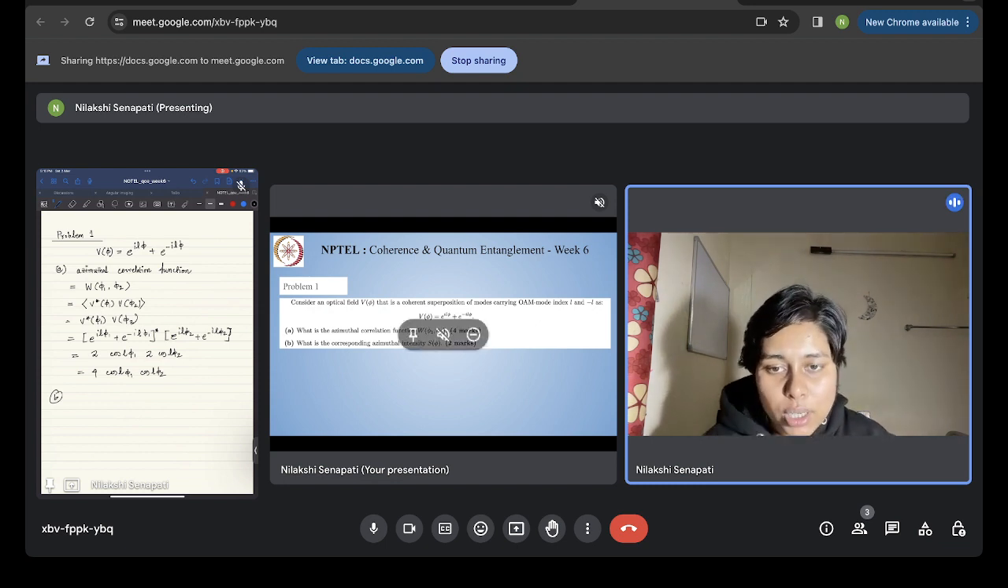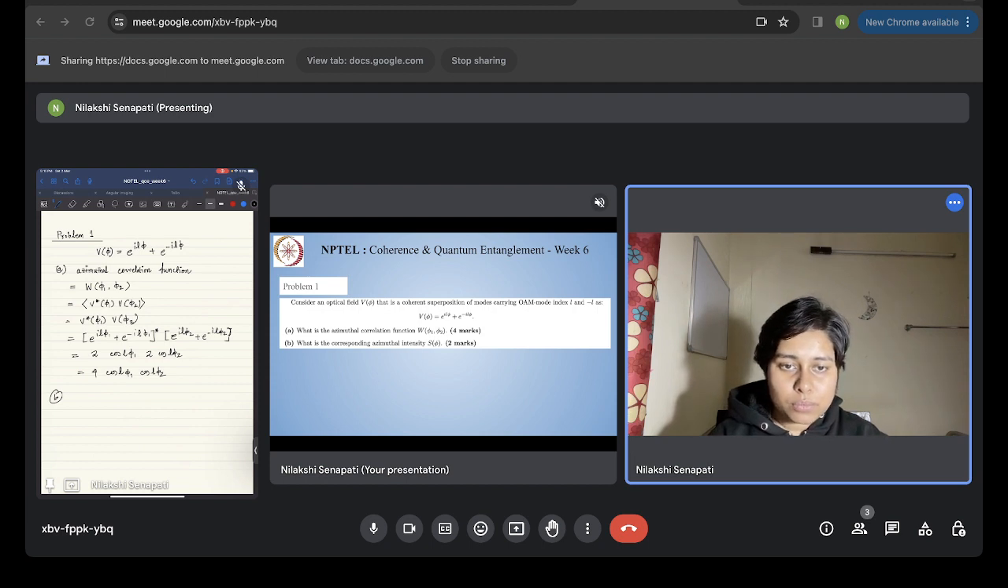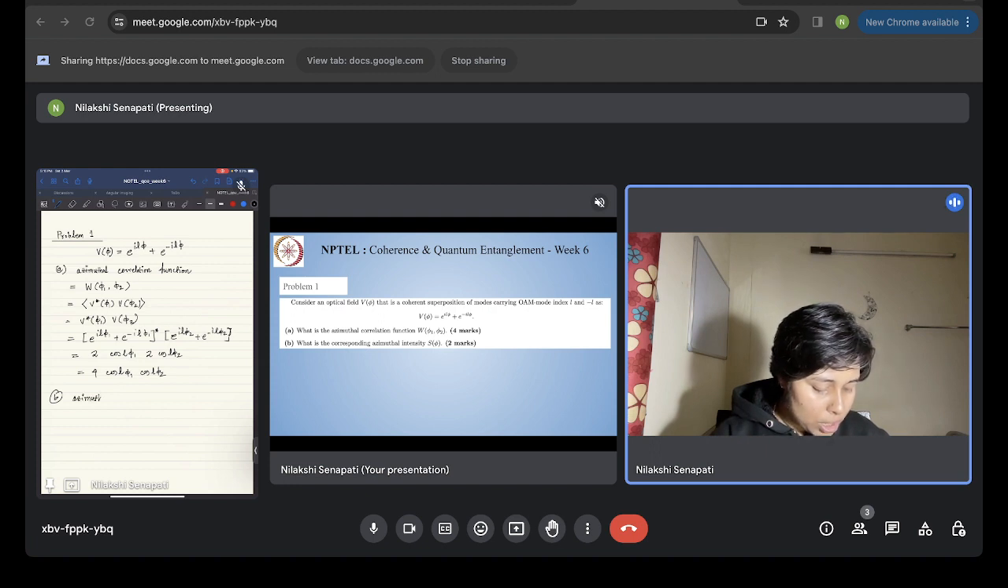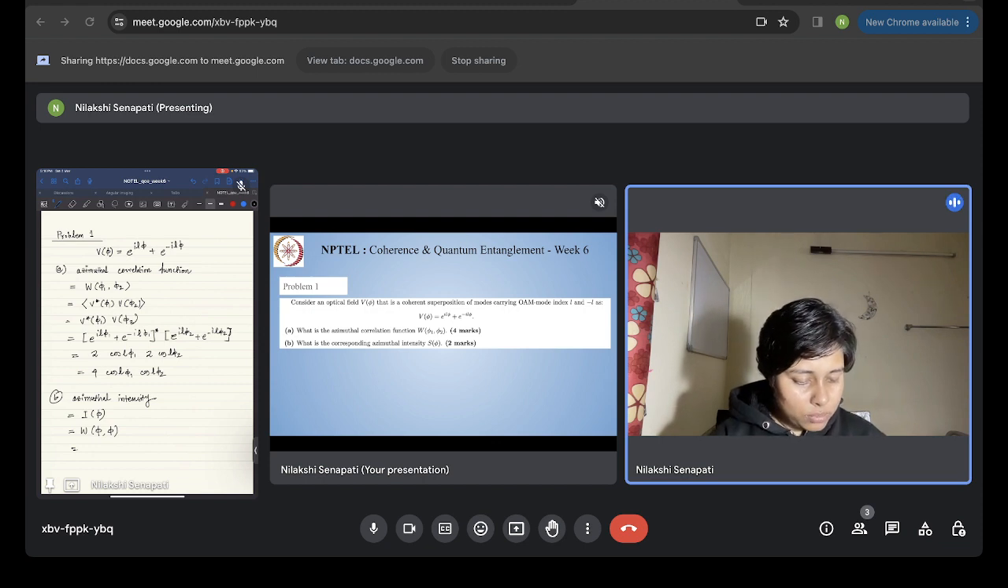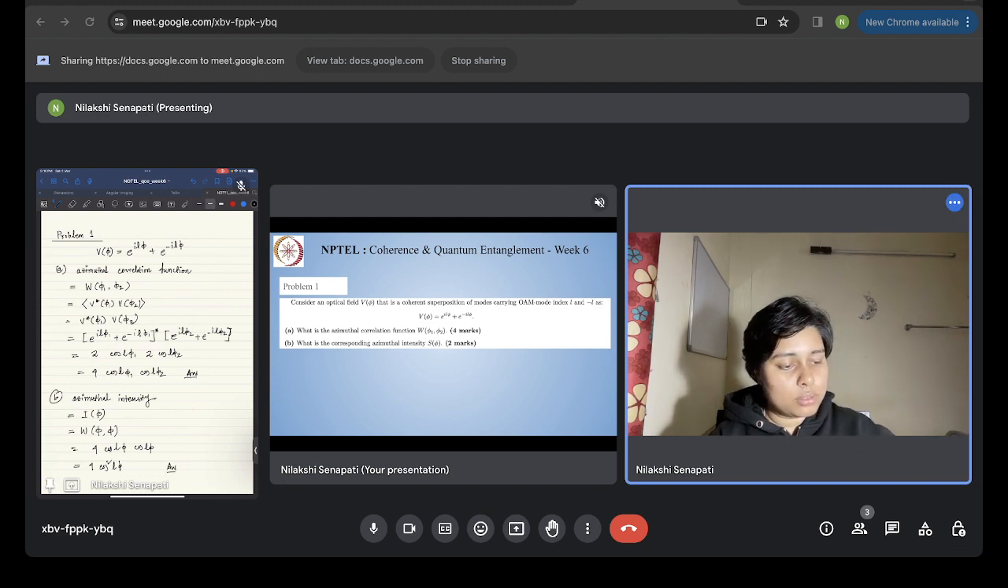Now in part B, they are asking what is the corresponding azimuthal intensity. Very easy. The azimuthal intensity is equal to I of phi, which is W of phi, phi. W of phi, phi means 4 cos L phi cos L phi, that means 4 cos square L phi. This is the azimuthal intensity. This is the answer for the first part, and this is the answer for the second part.